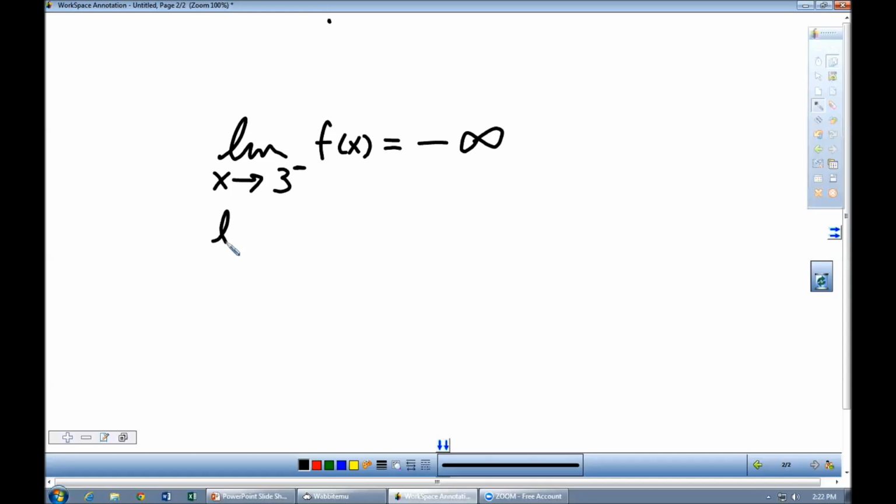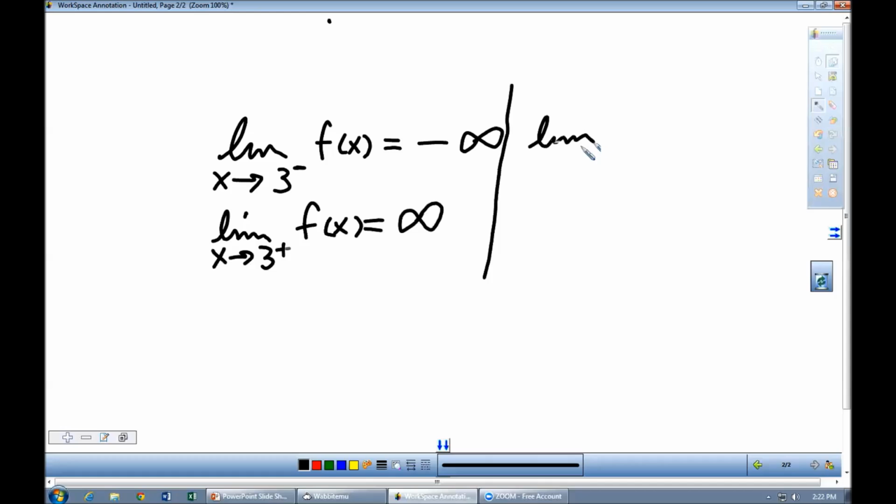From the left. From the right, we looked at limit as x goes to 3 from the right and saw that the function increases forever, increases without bound. And we'd write that by saying that the limit equals infinity. Now, the other concept we looked at was the idea of letting x go to infinity. So letting x be very large numbers and continue forever to the right on the number line.